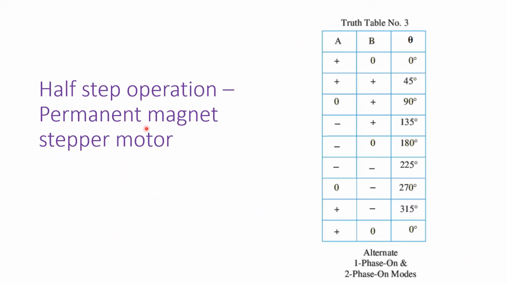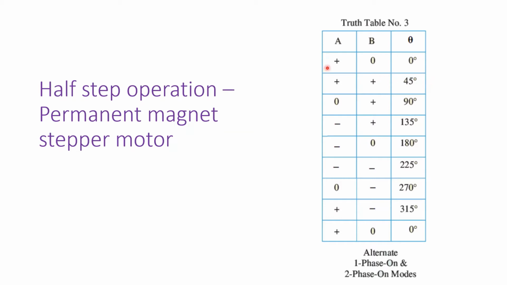The second mode of operation of permanent magnet stepper motor is half step operation. Here the truth table shows in which order we are exciting the coil A and B and how much angle it produces. For each excitation it produces 45 degree. That is why we call it half step operation. In the previous case we have seen it is 90 degree of rotation. Now it is 45 degree.